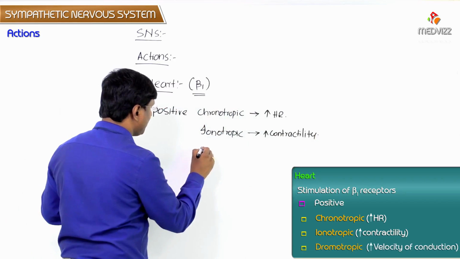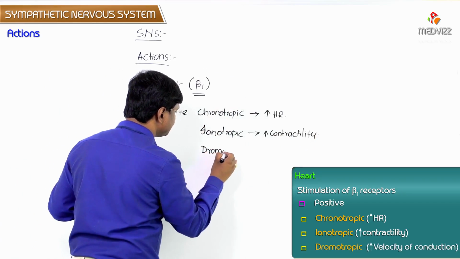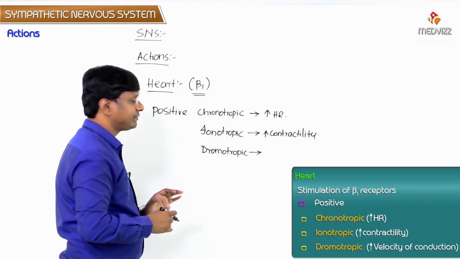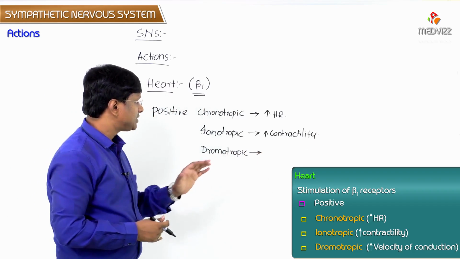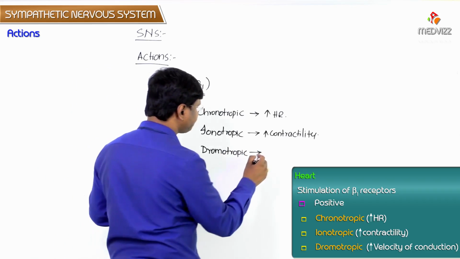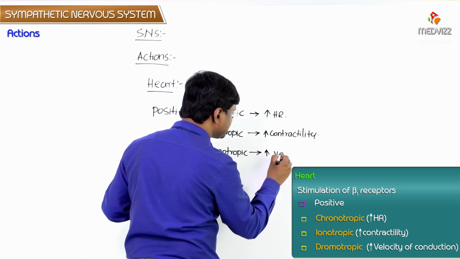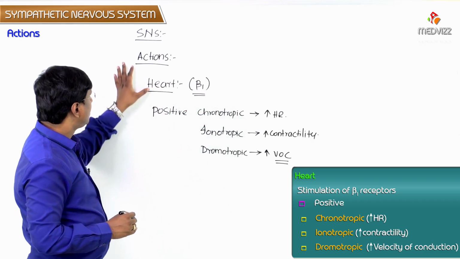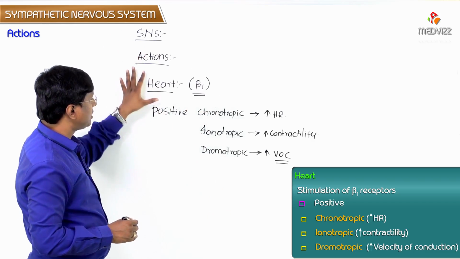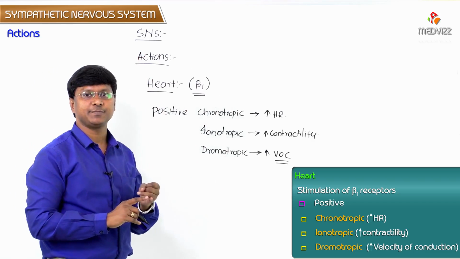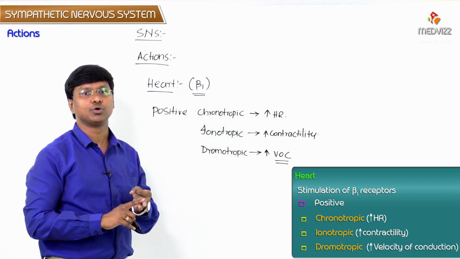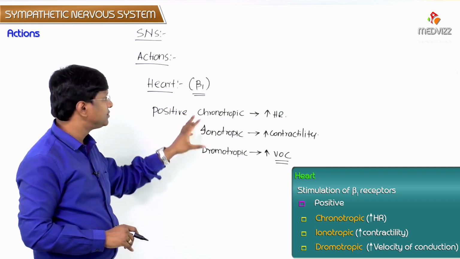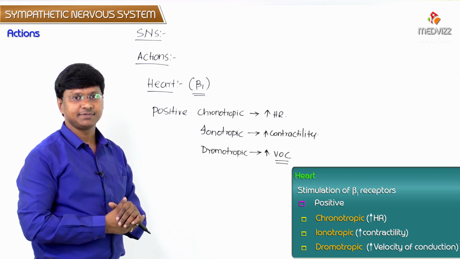Next is positive dromotropic action. What is dromotropicity? It increases the velocity of conduction of the impulse. So the sympathetic nervous system on the heart has positive chronotropic, positive inotropic, as well as positive dromotropic effects, and all these effects are due to stimulation of the beta 1 receptors.